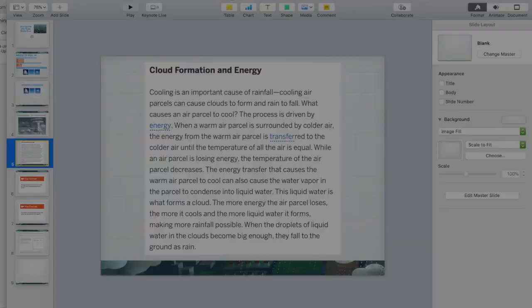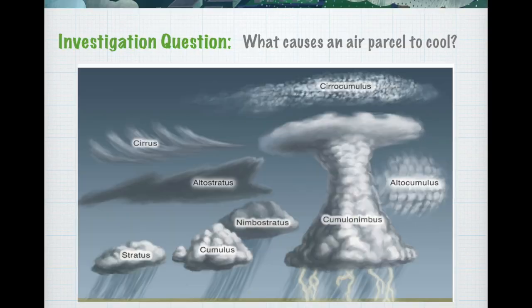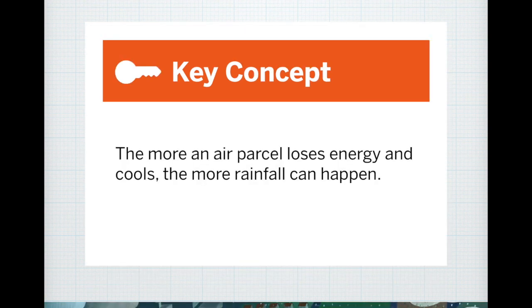All right, so now we're back at our slideshow, and we have this key concept that energy transfers from warm air to cold air until the temperature becomes equal. We know this from the thermal energy unit, that they want to get to almost an equilibrium. They want to get to the same temperature. Then we have the concept from the article that says the more an air parcel loses energy and cools, the more rainfall can happen. So when there's a dramatic difference between the outside and inside temperature, we see a much heavier rainfall.